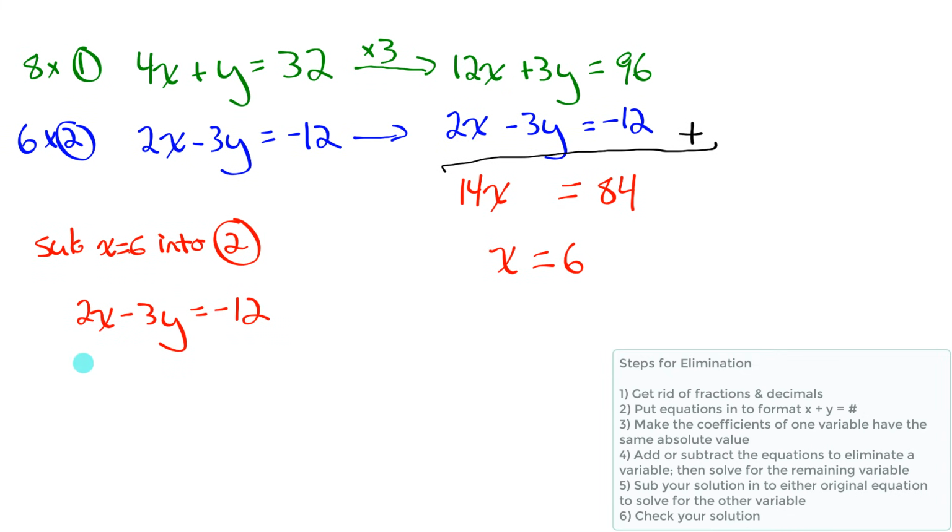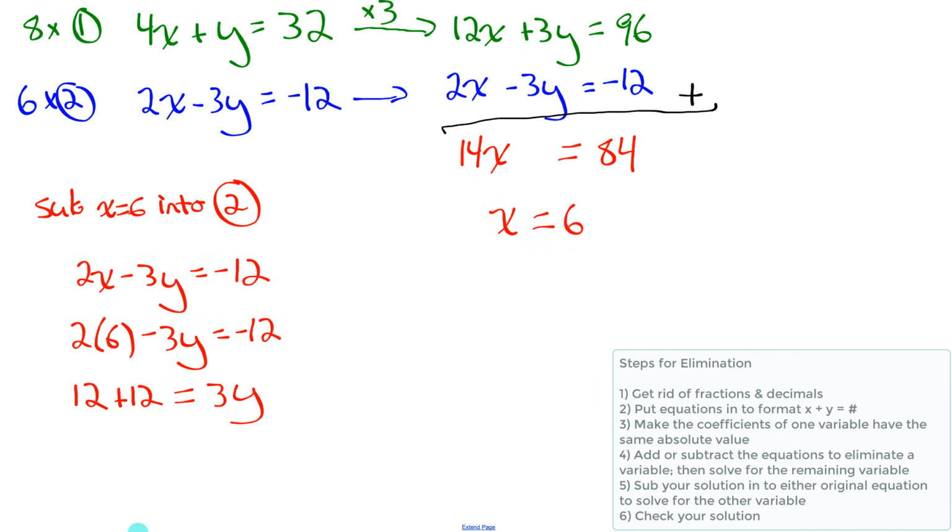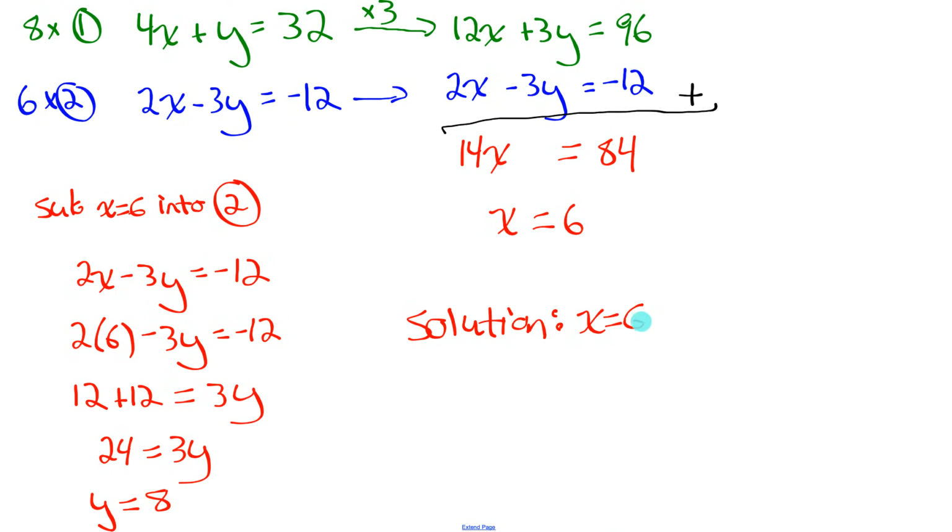I'll sub my answer of 6 in. And I've got 2 times 6 is 12. I'll bring this negative 12 over, becomes positive 12. And I'll move this negative 3y to the right, makes it positive 3y. So I have 24 equals 3y. Divide the 3 to the other side. 24 over 3 is 8. So my solution is x equals 6, y equals 8.